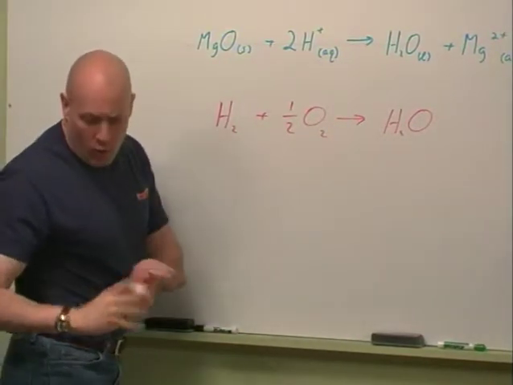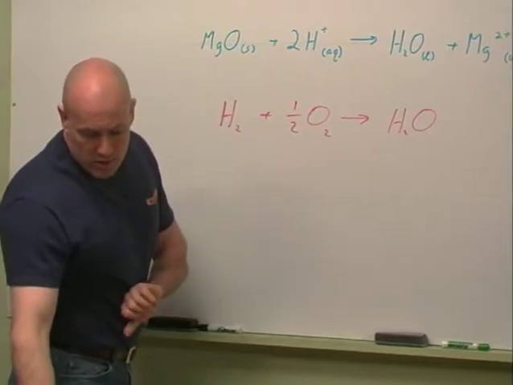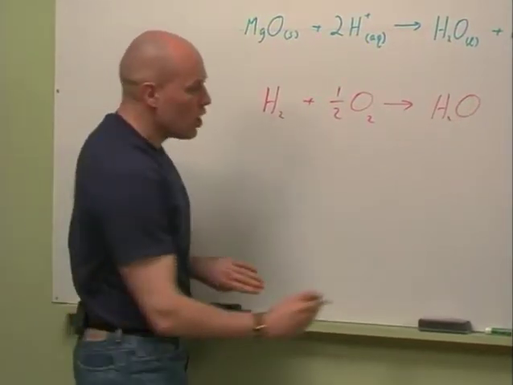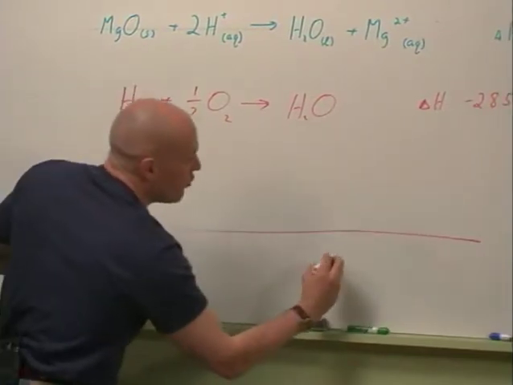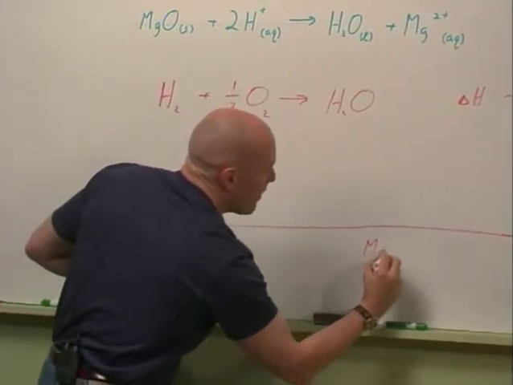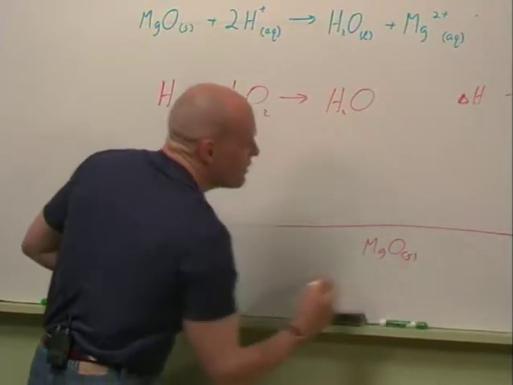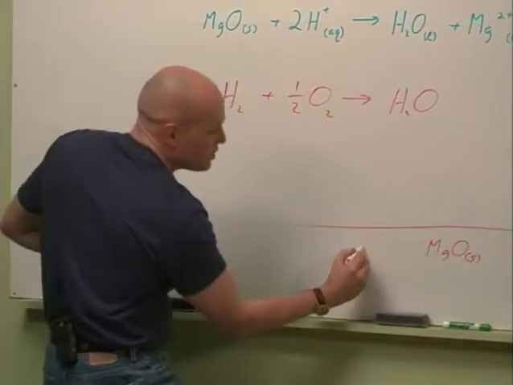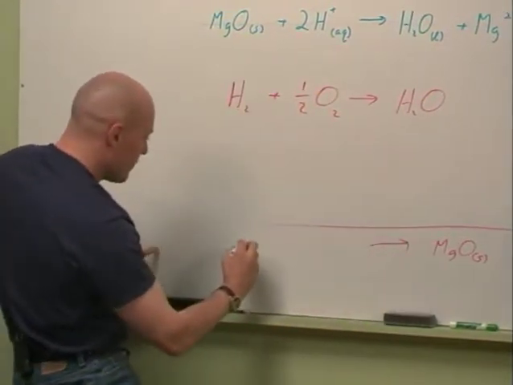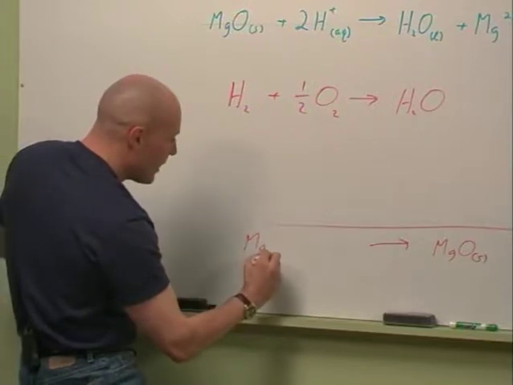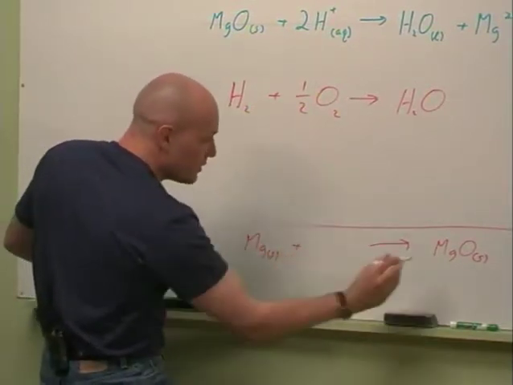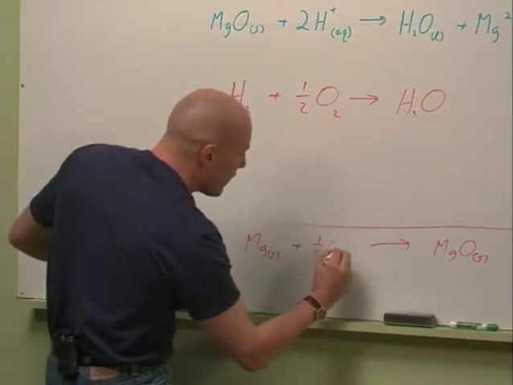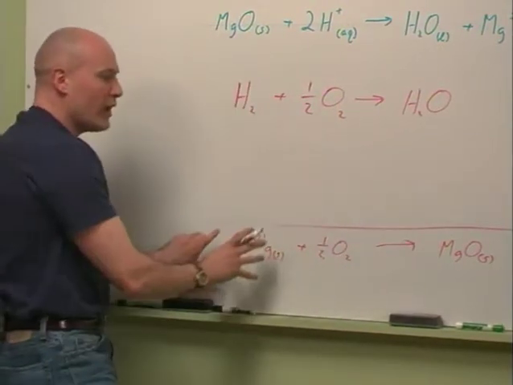Now, I want to form MgO solid. So I want to determine the enthalpy of formation of MgO solid. So over here I need my MgO solid. Now my enthalpy of formation equation for that is going to be, again from the elements, Mg solid plus 1/2 O2. So I want to get that equation.